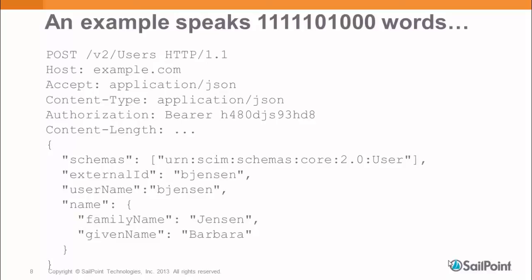It's sending it to example.com. It's saying that I'm going to send you JSON and I want JSON back. It's using an OAuth bearer token to perform its authentication and authorization. And down below you see the JSON format for a user. That's a really minimal user, Barbara Jensen, who will appear later in our slides again.